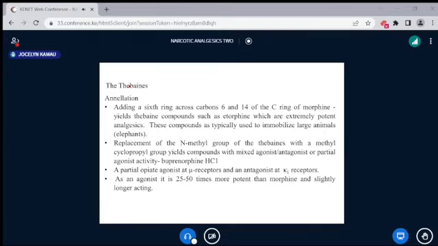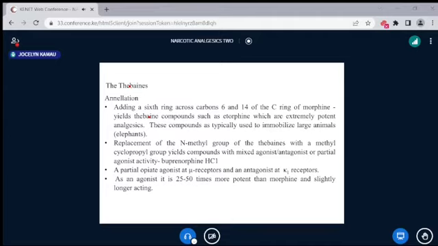Remember, we had five. That's why I'm putting it here, because we are still doing structural modification of morphine. We are not removing the rings. We are just adding an extra ring. So adding a sixth ring across carbon 6 and 14 of the C ring of morphine yields what we call the thebaine compounds, such as etorphine. Etorphine is found to be so potent that it is said to be about 1,000 times as potent as morphine, and you cannot use it even in humans. You cannot use it in a human.